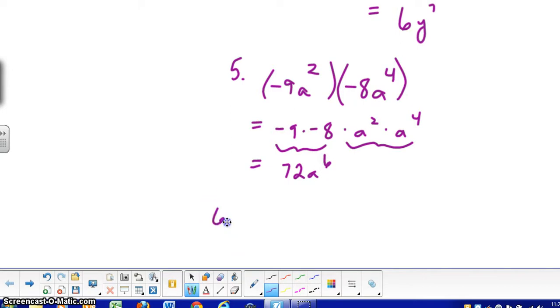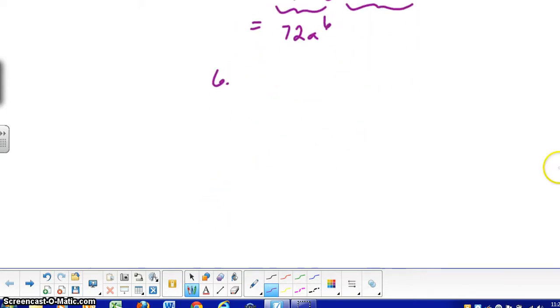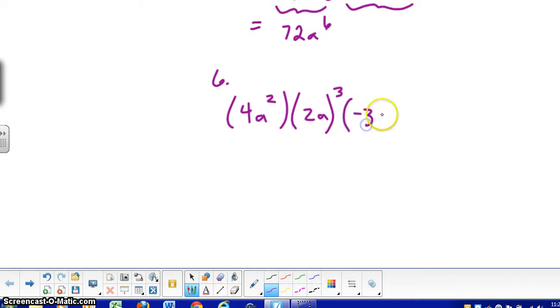Okay, let's do just a couple more on multiplying and dividing. This first one mixes in what we did yesterday with 1.7. So 4a squared, 2a, close parentheses, to the third power, and then negative 3a to the 4th.